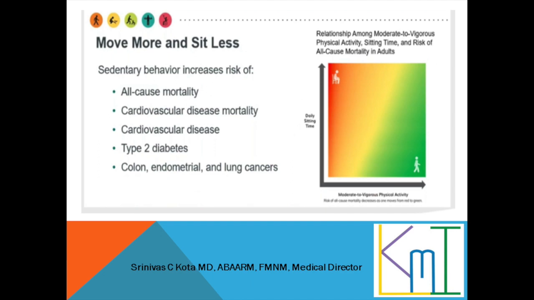So let's talk about the first slide. In this slide, which looks like a square box with red transitioning to yellow and green, you can see that this is a study from a meta-analysis of over 1 million people, and it shows a strong relationship between sitting time, moderate to vigorous physical activity, and all-cause mortality. On the x-axis, you see the moderate to vigorous activity, and on the y-axis, you see the daily sitting time.